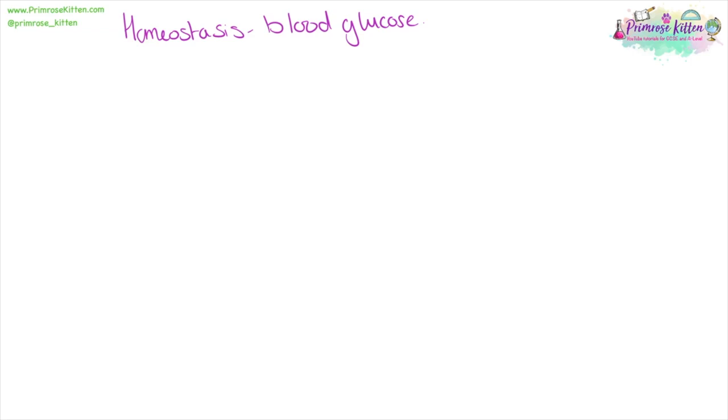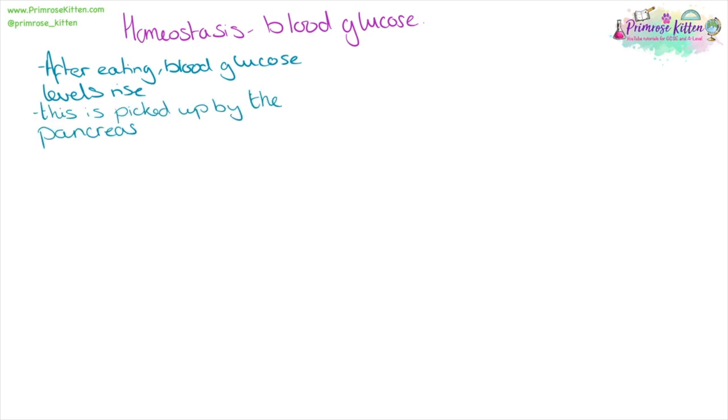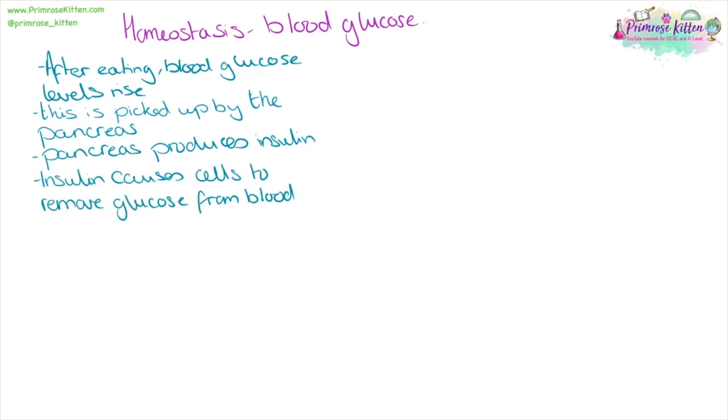Control of blood glucose is very complicated. After a meal has been eaten, blood glucose levels start to rise. This is picked up by the pancreas. The pancreas produces insulin, which is sent out into the blood. The insulin in the bloodstream is going to cause body cells to start to remove glucose from the blood. Liver and muscle cells can take the glucose and convert it into glycogen and store it.